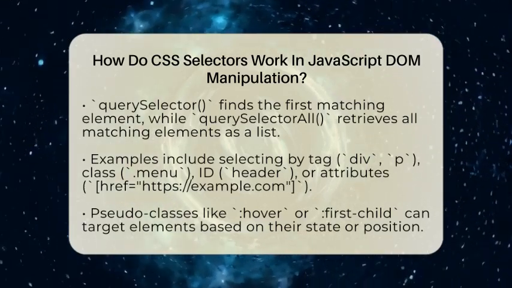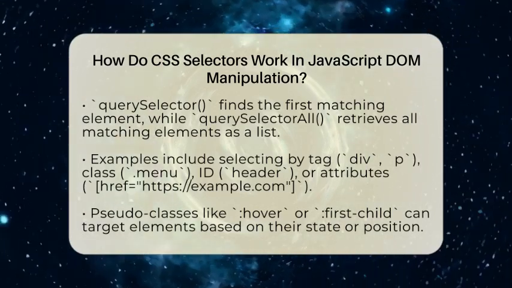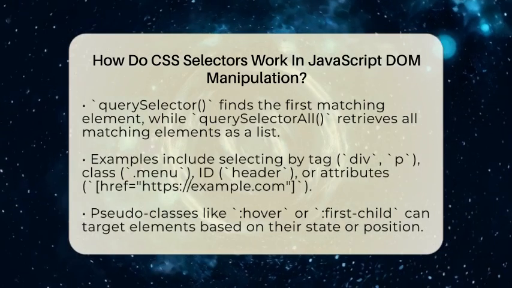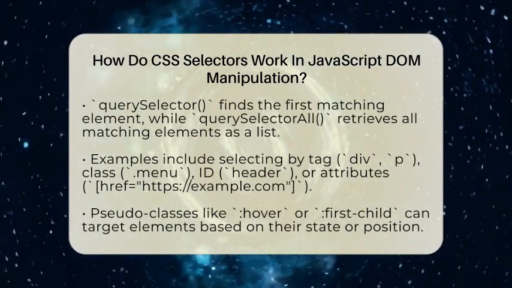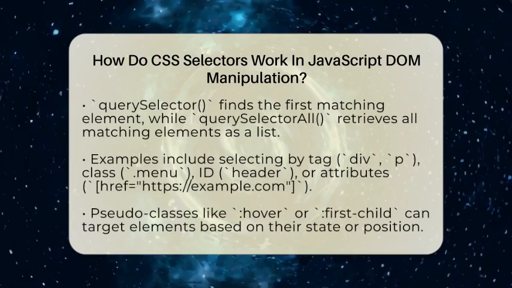On the other hand, querySelectorAll is like a full list. It finds all elements that match your pattern and gives you a list of them. For example, if you want all links that have a target attribute, you write document.querySelectorAll('a[target]').